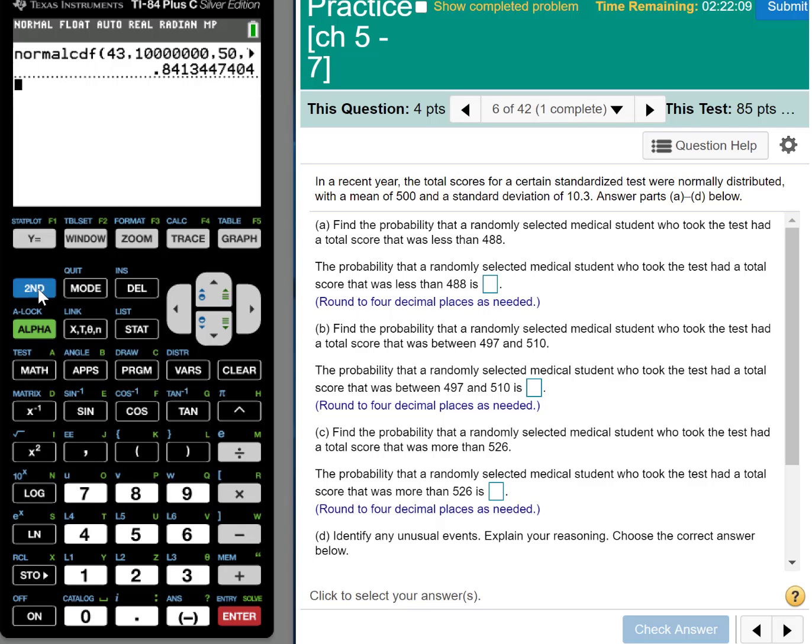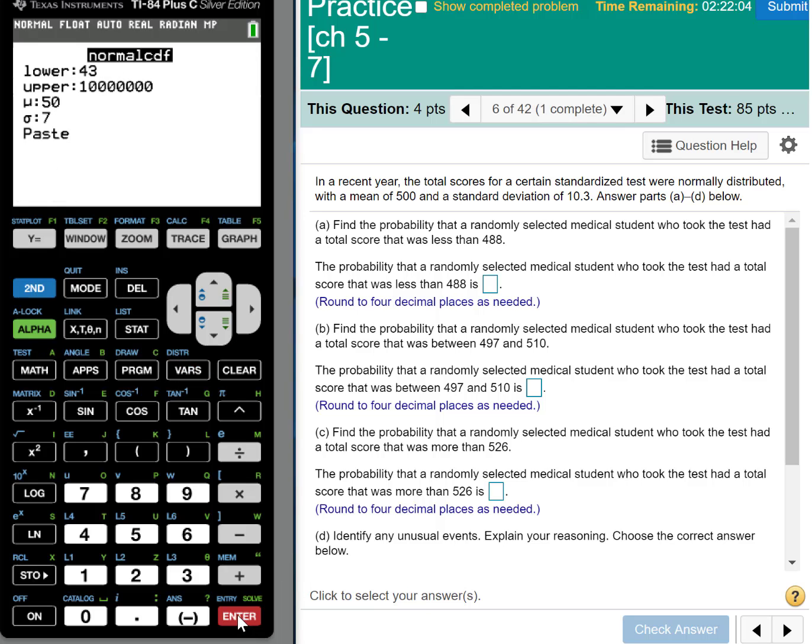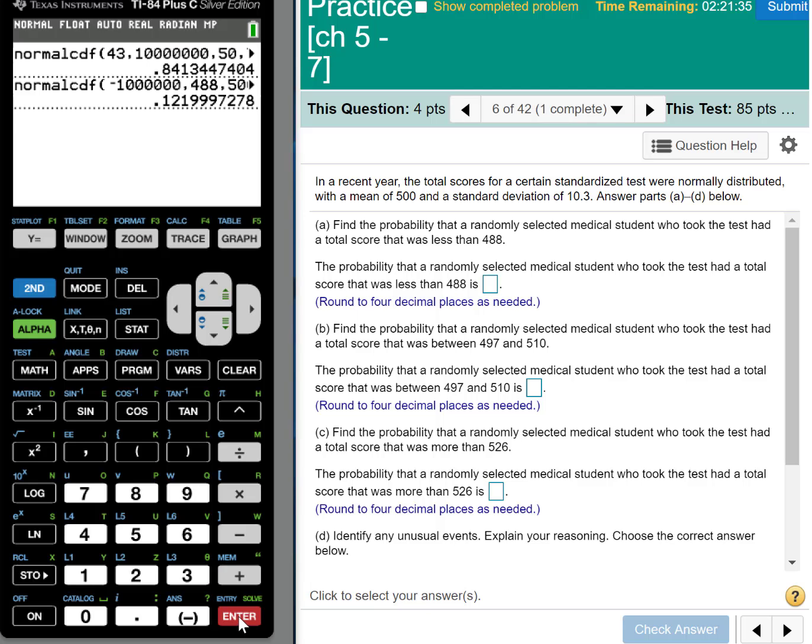Okay, less than 488, guys, you go to second, distribute, normal CDF. Every time you have less than, you have to begin with a negative a million. So negative a million. Enter. Oops, I have to go up. Your upper will be 488. Your mean is given in the problem to be 500. And your standard deviation is 10.3. Press enter, you get the answer.